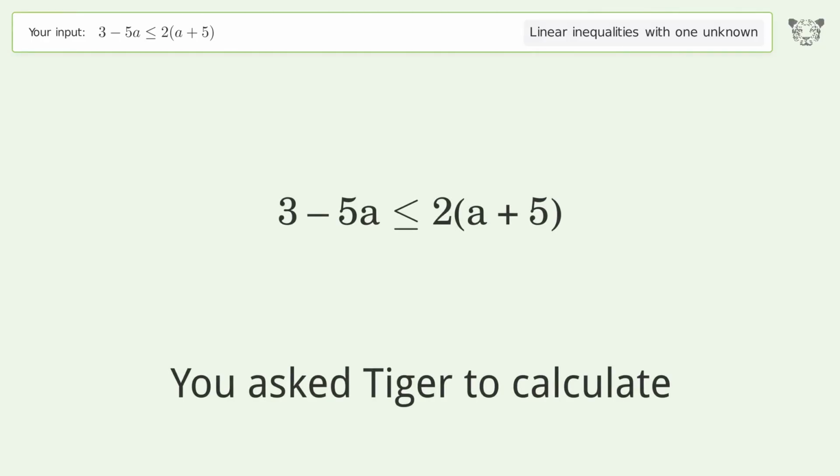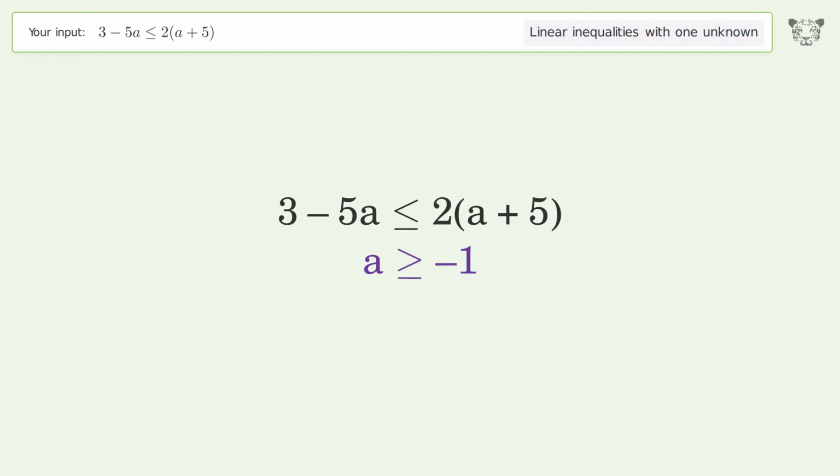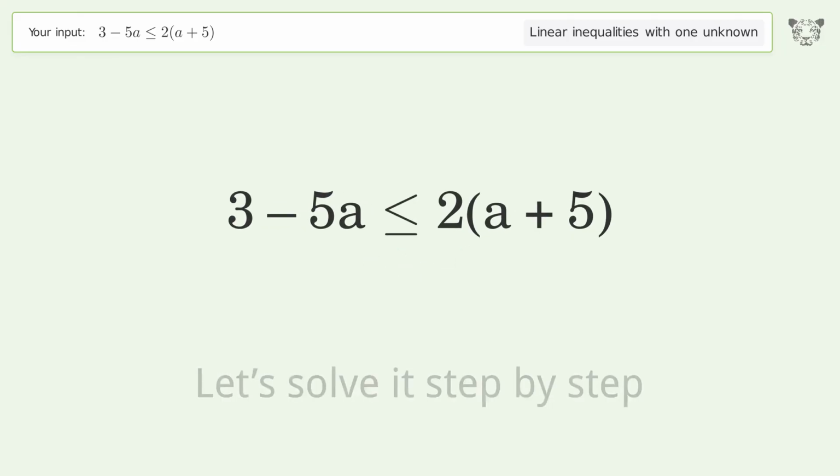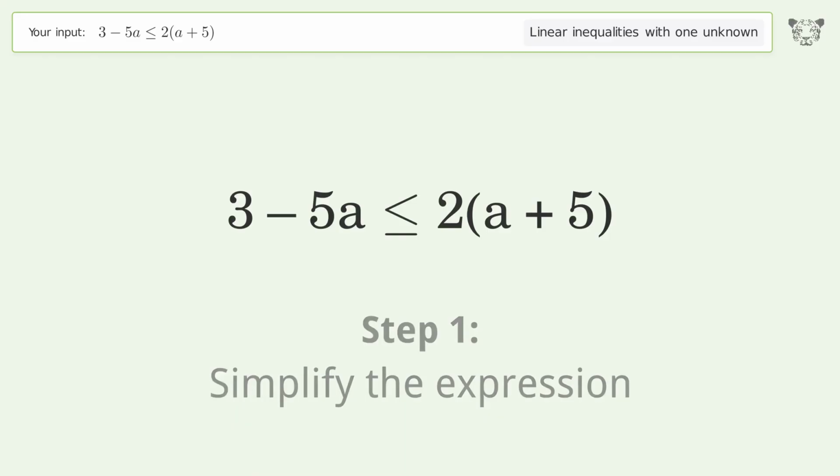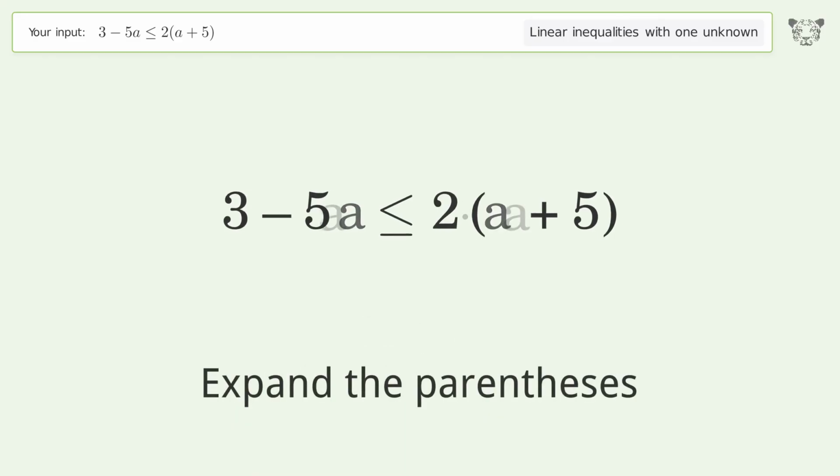You ask Tiger to calculate. This deals with linear inequalities with one unknown. The final result is a ≥ -1. Let's solve it step by step. Simplify the expression. Expand the parentheses.